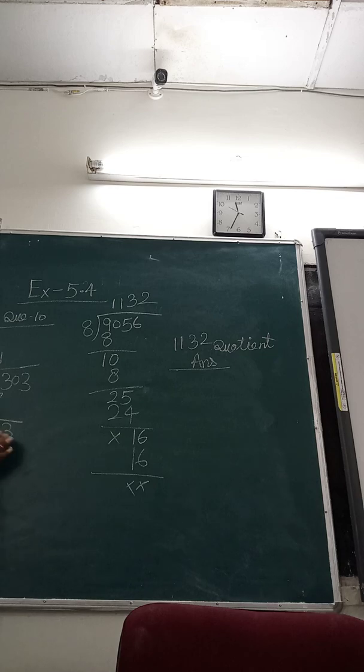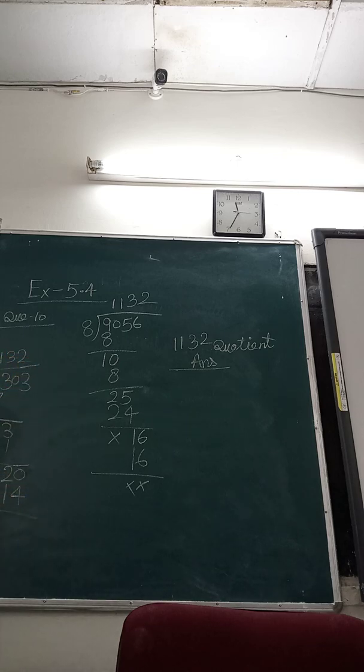So here will be 23. 7 ones are 7, 7 twos are 14, 7 threes are 21. 3 minus 1 is equal to 2. 2 minus 2 is equal to 0. And 0 will come down, so here will be 20. 7 twos are 14.